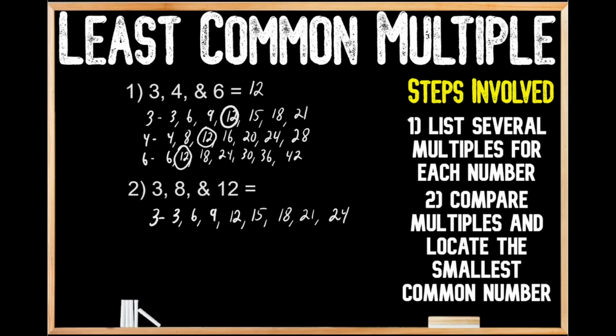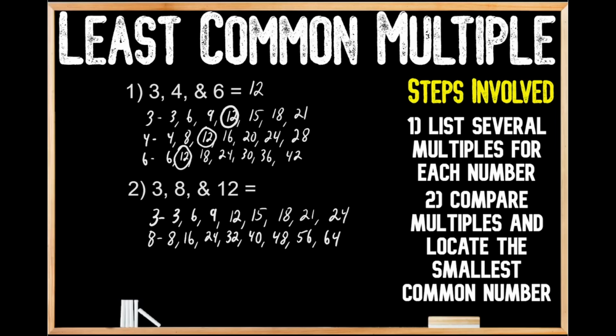So now let's do the same thing for our multiples of 8. We have 8, 16, 24, 32, 40, 48, 56, and last 64.